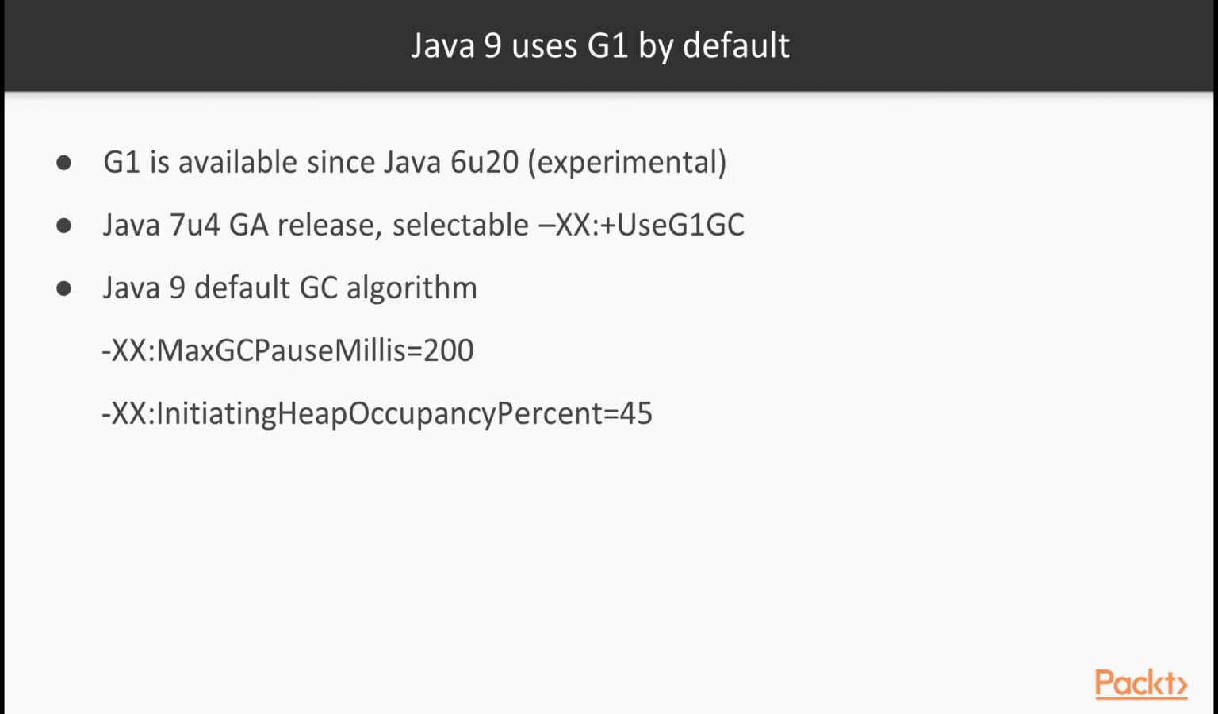And there are some options, for example, MaxGCPauseMillis, where I can specify the maximum milliseconds I desire, not guaranteed, I desire only, that the garbage collector shouldn't pause more than, in this case, 200 milliseconds on the JVM. And I can also fine-tune the heap occupancy percent. So if 45% of the total heap memory is already occupied, then I want a garbage collection event to occur and start collecting the garbage.